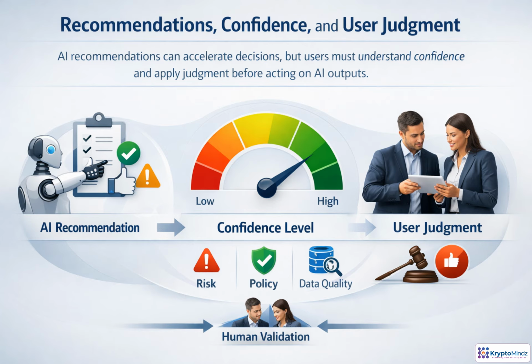An AI recommendation is a starting point, not the finish line. Confidence tells you how strongly the system supports its suggestion, but it does not prove the suggestion is correct. A high confidence output may still be wrong if the data is poor, the situation is unusual, or the action carries significant risk. Use confidence together with policy, business context, and potential impact. Low confidence calls for careful review. Medium confidence calls for caution. High confidence may be acceptable when risk is low. The user remains accountable for the final decision.